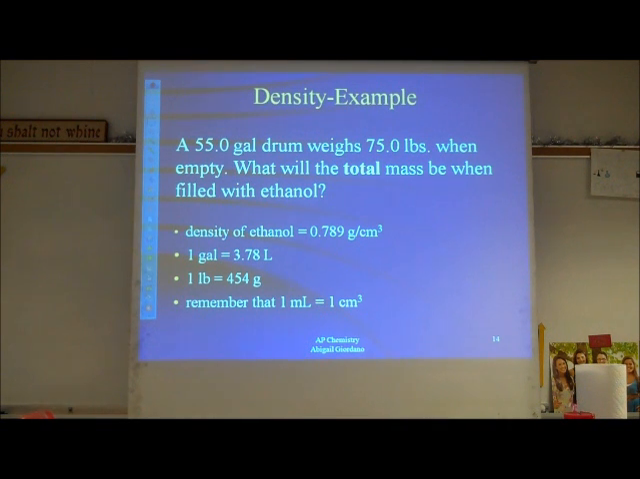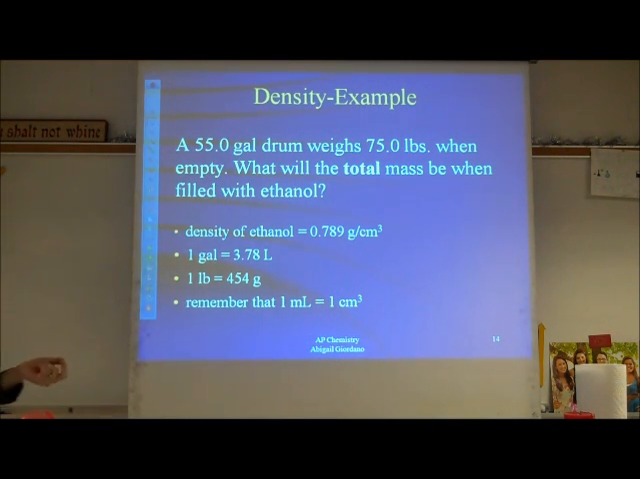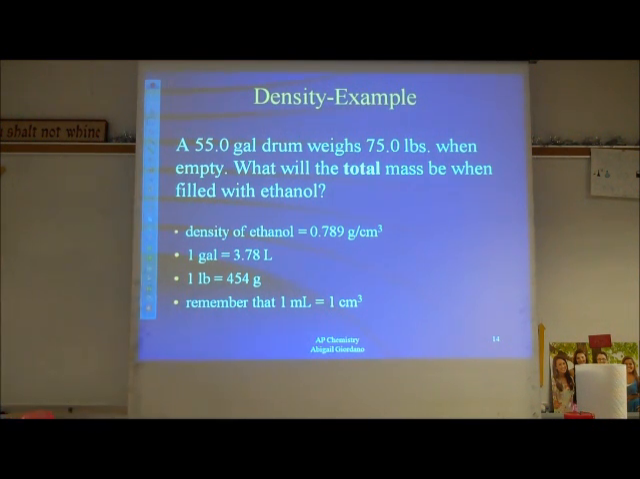The problem says we have a 55-gallon drum, barrel, container, whatever. Gallons, ladies and gentlemen, that's a unit of what? Volume. Okay? 55-gallon drum says it weighs 75 pounds when it is empty. What will be the total mass, and I've made the word total in bold. What will be the total mass when that barrel is filled with ethanol? Ethanol is a substance. I've given you some pieces of information that are going to help you solve this problem.